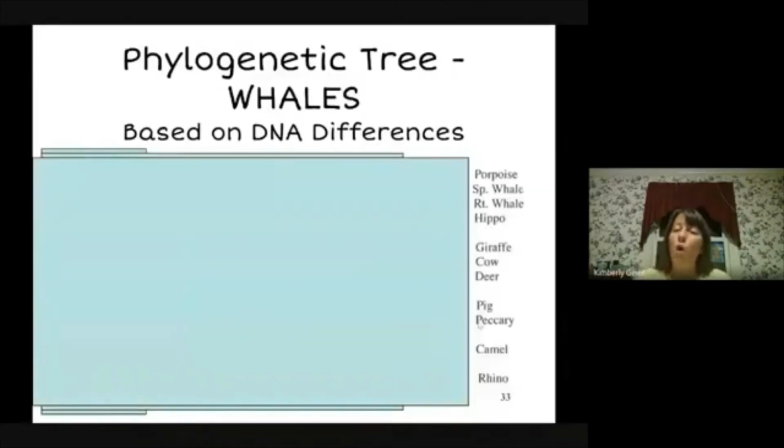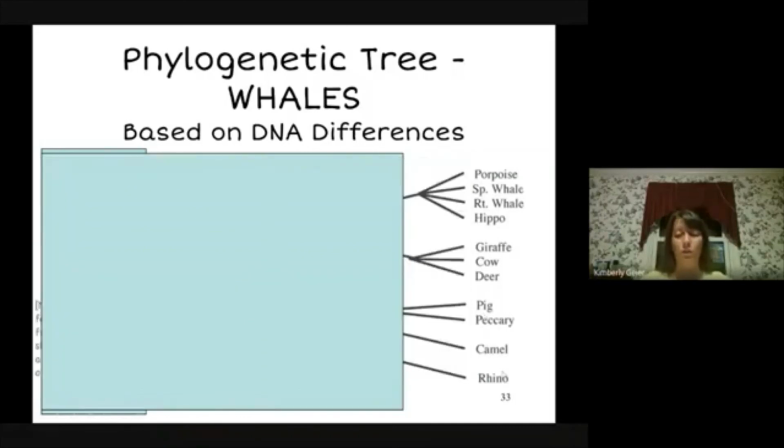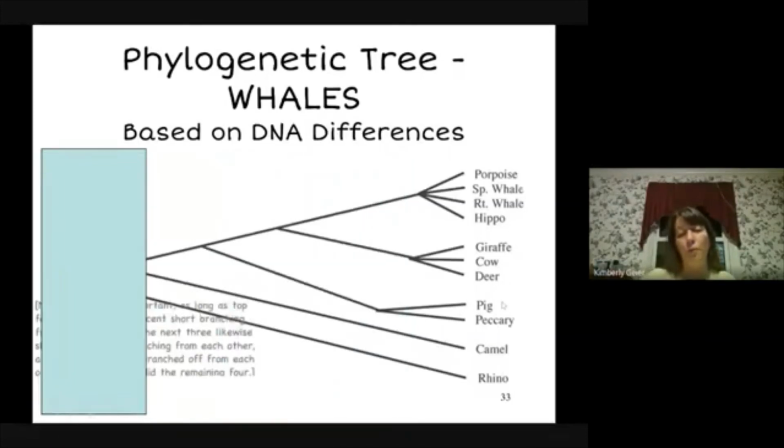So once we do all of our pairings, we had the porpoise, the sperm whale, the right whale, and the hippo. They were all pretty similar in numbers. The giraffe, the cow, and the deer, all pretty similar in numbers. The pig and the peccary. And then we've got camel and rhino. Those had the highest number of differences. So if we were to draw a cladogram, we would group these sets close together and the other branches farther back. Remember, cladograms are going to show time.